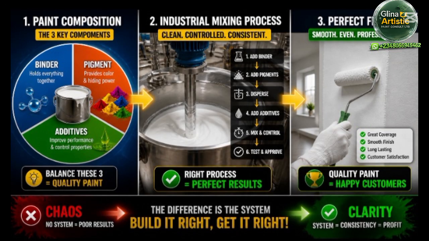Let's fix this properly. Paint production is built on three core components. One, the binder, which holds everything together. Two, pigment, which gives color and coverage. Three, additives, which control performance. But there's what nobody tells you. It is not just what you use, it is how you use it. Consistency creates trust, and trust creates profit.